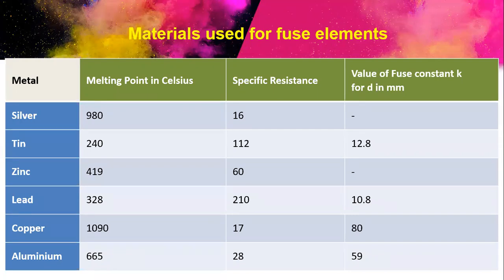So similarly you can see the specific resistance rho values: silver is 16, tin is 112, zinc is 60, and lead is 210, in ohm meters. That is the specific resistance. Whereas copper has less resistance; among these, copper and silver have very low resistivity values. So these are the things you should remember.